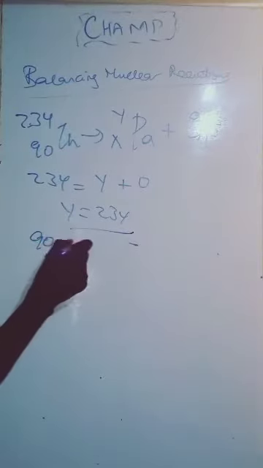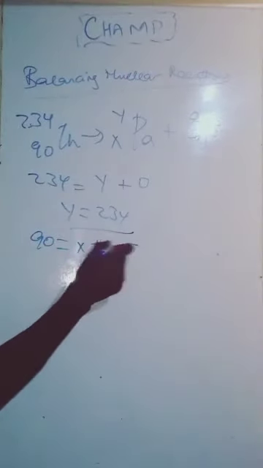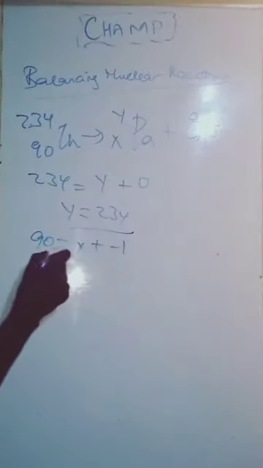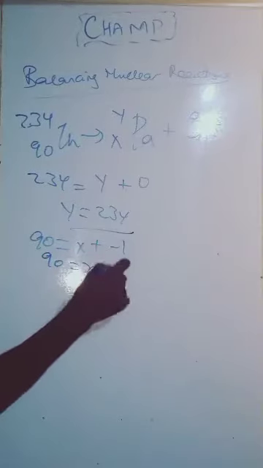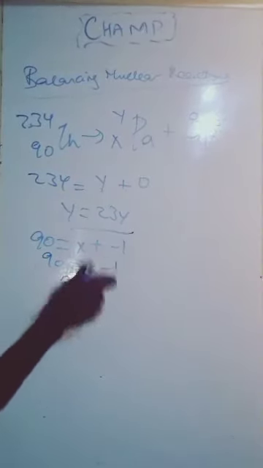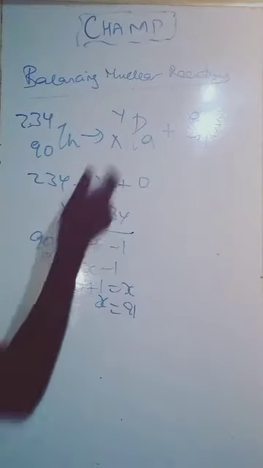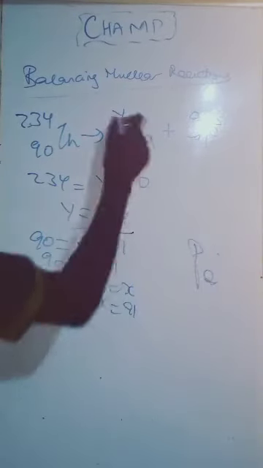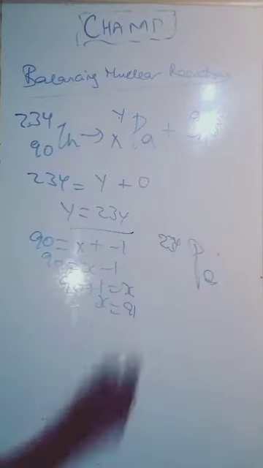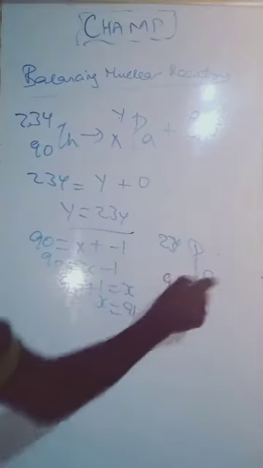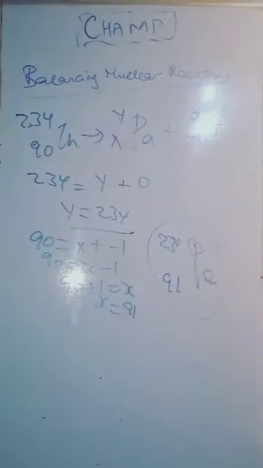The bottom part, 90 is equal to X plus minus 1. 90 is equal to X minus 1. 90 minus 1 plus 1 is equal to X. X is equal to 91. So your Y is 234. Your X is what? 91. So this is your answer. Then we move on.